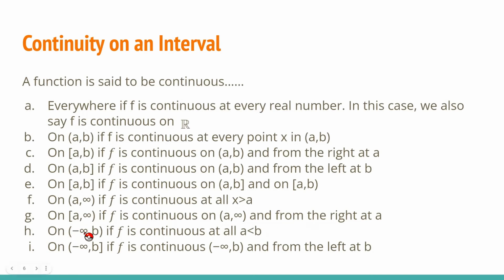On negative infinity to the open interval b, f is continuous if f is continuous at all x less than b. On negative infinity to the closed interval b, f is continuous if f is continuous on negative infinity to the open interval b and from the left at b.